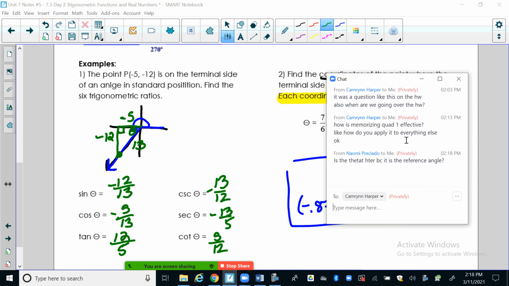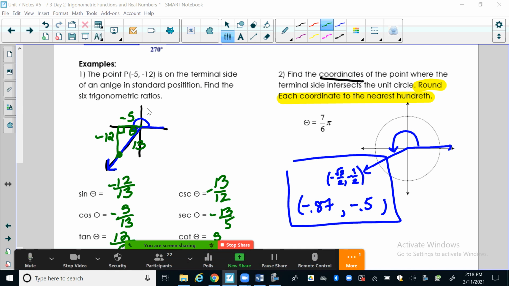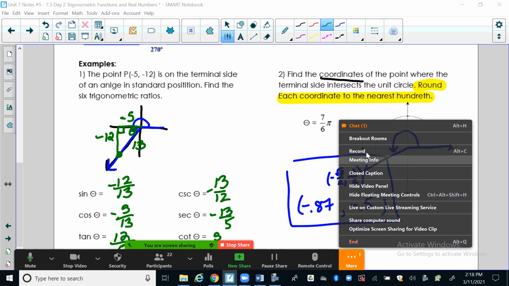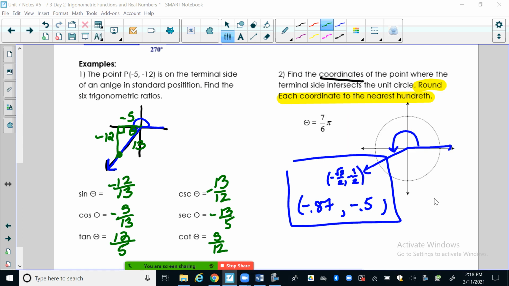Yes, so the question in the chat is, is the theta there because it's a reference angle? Absolutely, yep. I'm using the reference angle as my angle inside of my triangle because the reference angle and the angle itself will have the same trig ratios except for positives and negatives. But our positives and negatives are taken care of because of the angle being in quadrant 3. Yeah, no worries. Great question.